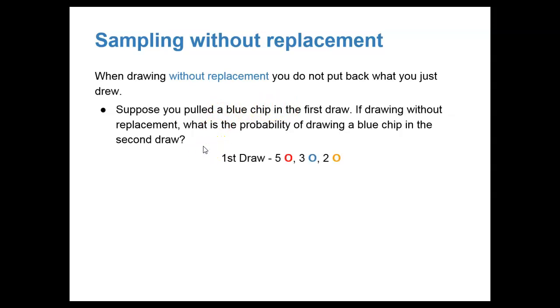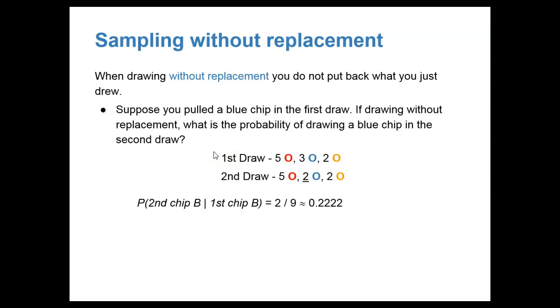So again, for the first drawing, we had 10 total chips, 3 of them blue. But now before the second drawing, I have 1 blue chip less than I had before, and there are only 9 chips total in the bag. So the probability of drawing a second blue chip out of the bag, given that I drew a blue chip the first time without replacement, is only 2 out of 9, or approximately 2,222 10,000ths. Notice that this value is less than the 3/10ths, or 3,000 10,000ths, that we had previously when we were sampling with replacement.